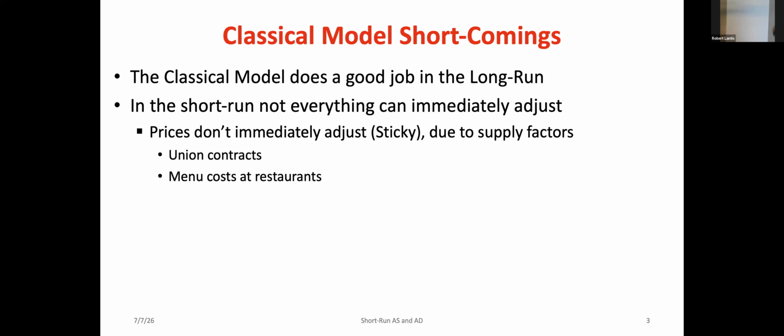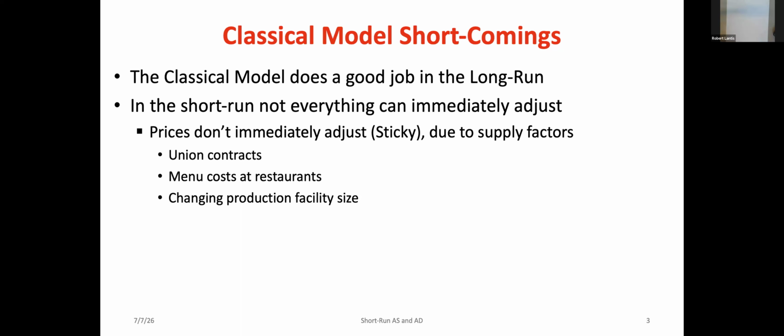It's costly to print menus, right? And even if I want to change them, I can't print them overnight, right? And so it's going to take some time for me to adjust to those shifts in long run aggregate supply, or we would say prices don't initially change right away.